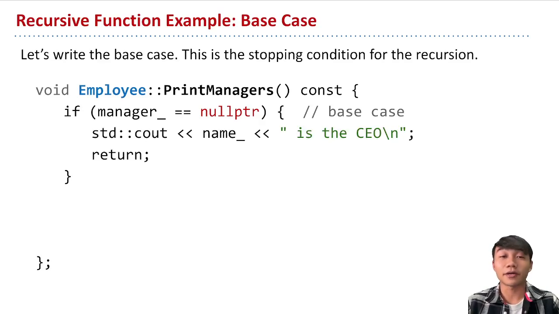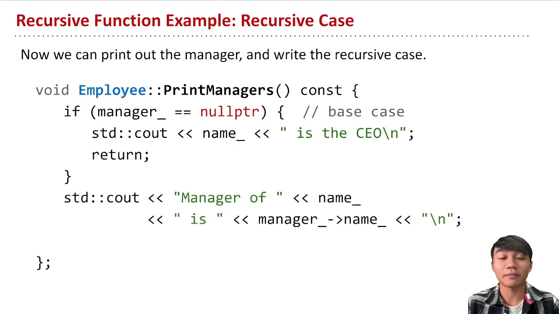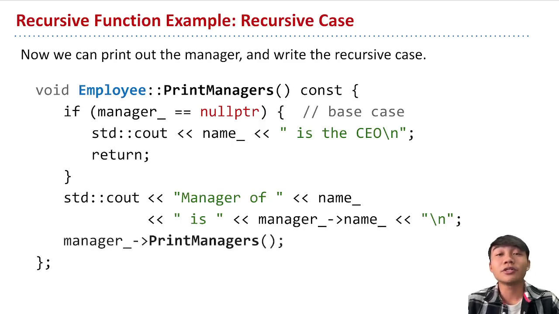Now let's write our recursive case. So if this base case wasn't true, then we know that the employee that we're looking at has a manager, so we can print out that employee's name and their manager's name. So we'll say "name's manager is manager's name". What's left is we need to make a recursive call so that we can walk our way up the management hierarchy to print all of our managers' managers until we get to the CEO. So we can make a recursive call to printManagers on the manager, which should handle the rest of the managers in the management hierarchy.